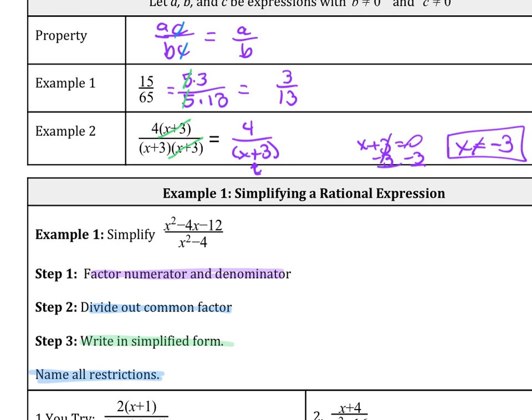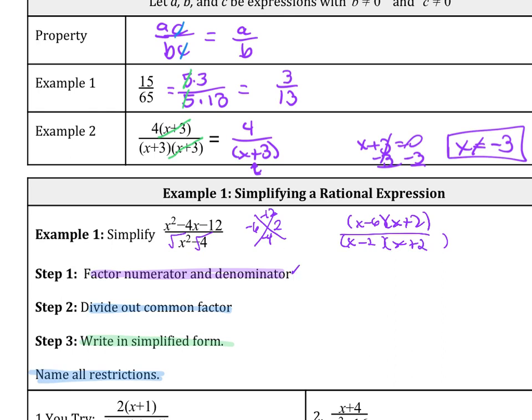We need to factor x squared minus 4x minus 12. And if you need to, you can always use the x method. So what multiplies to negative 12 that adds to negative 4? And so that is negative 6 times 2. So the numerator factors to x minus 6 times x plus 2. The denominator is just a difference of 2 squares, so thinking about it as square root in the front and square root in the back term, we get x minus 2, x plus 2.